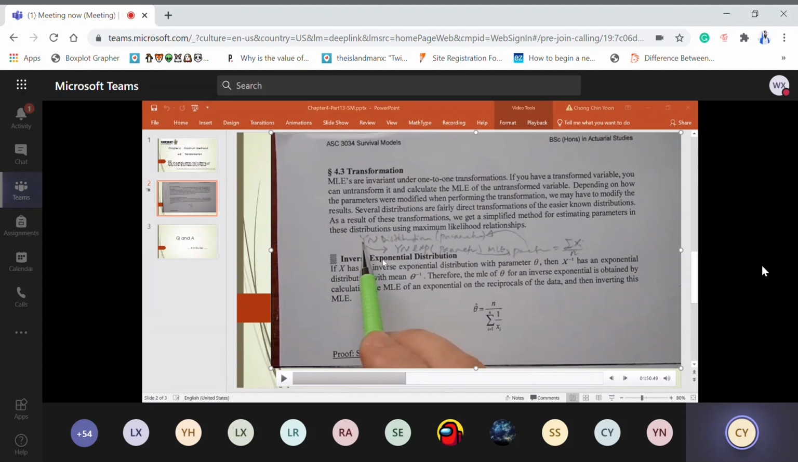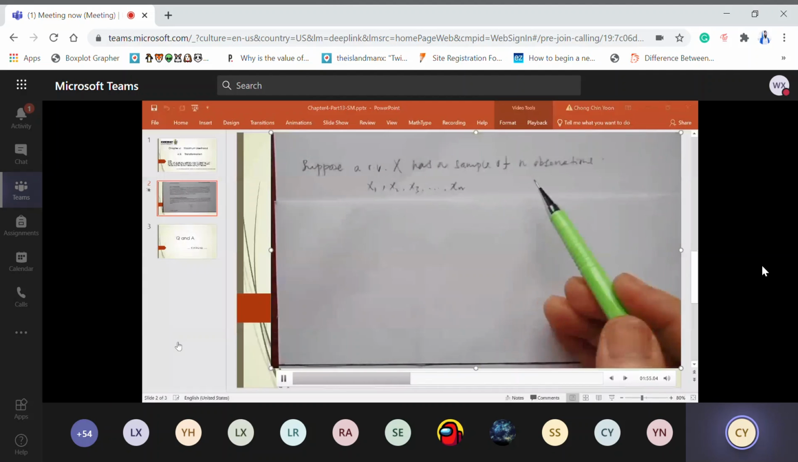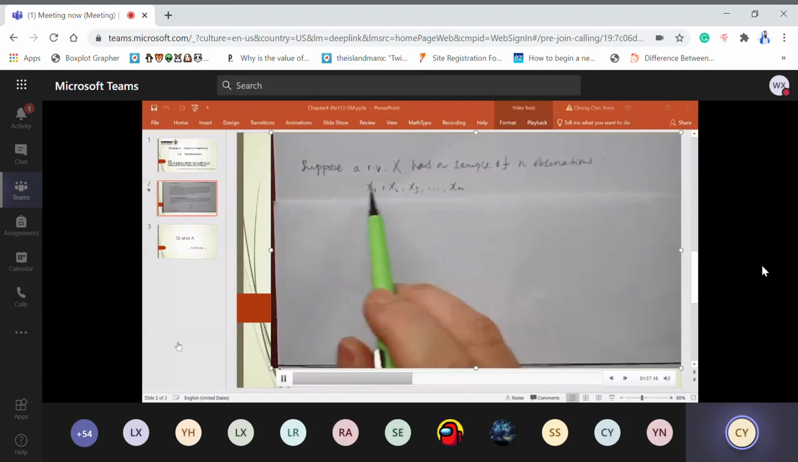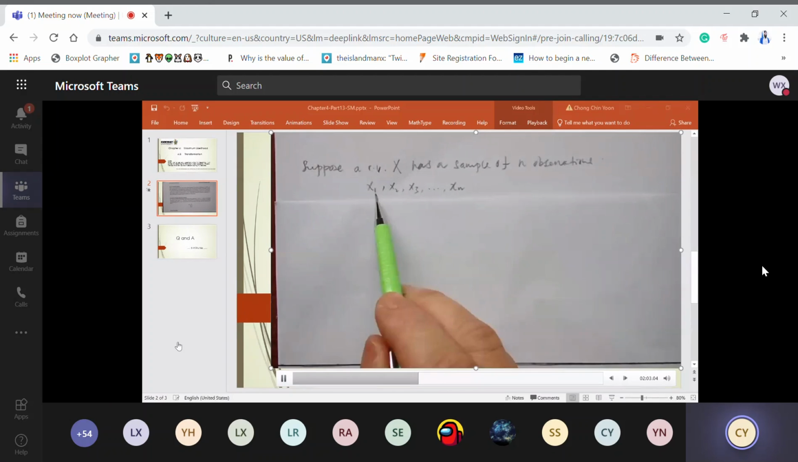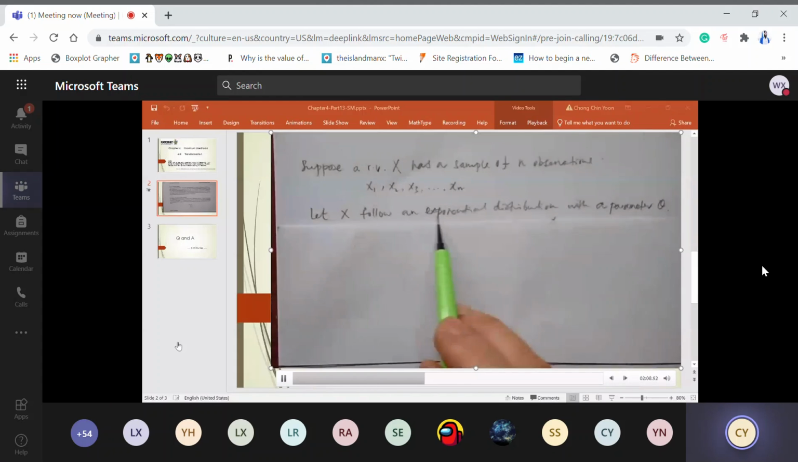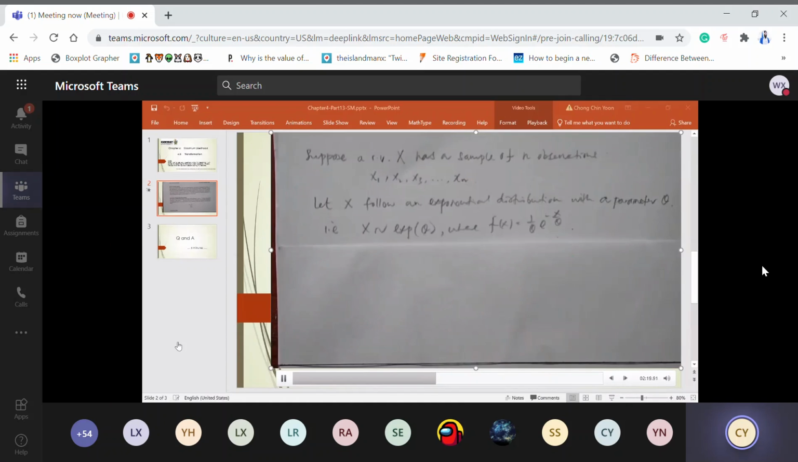Next is the inverse exponential. You see how I transform, how I calculate the parameter for this inverse exponential distribution. Before we go further, let's prove it. Suppose a random variable x has a sample of n observations, that is from x1 to xn. Let x follow an exponential distribution with the parameter theta, where the PDF is given by this.